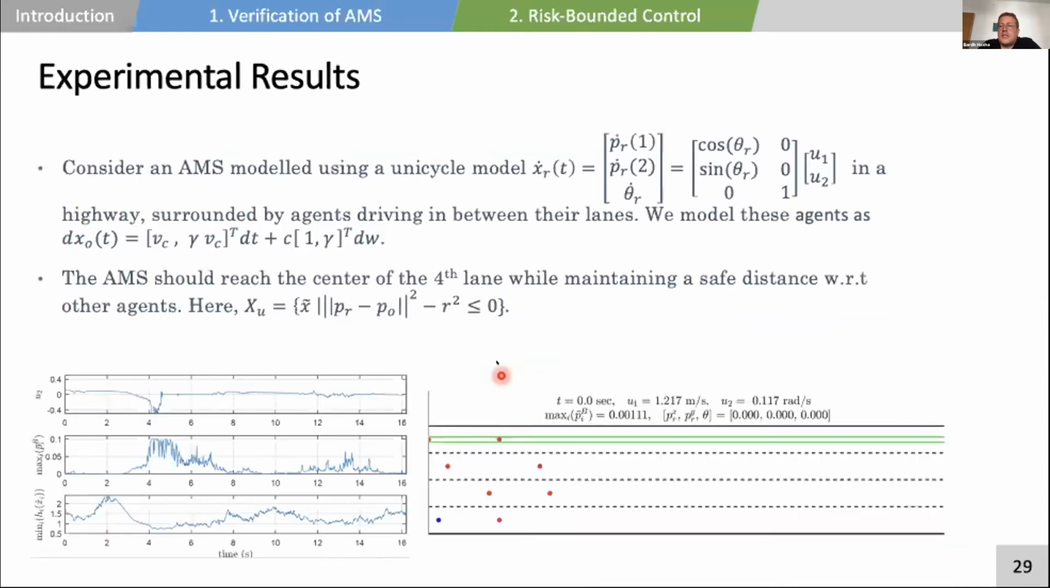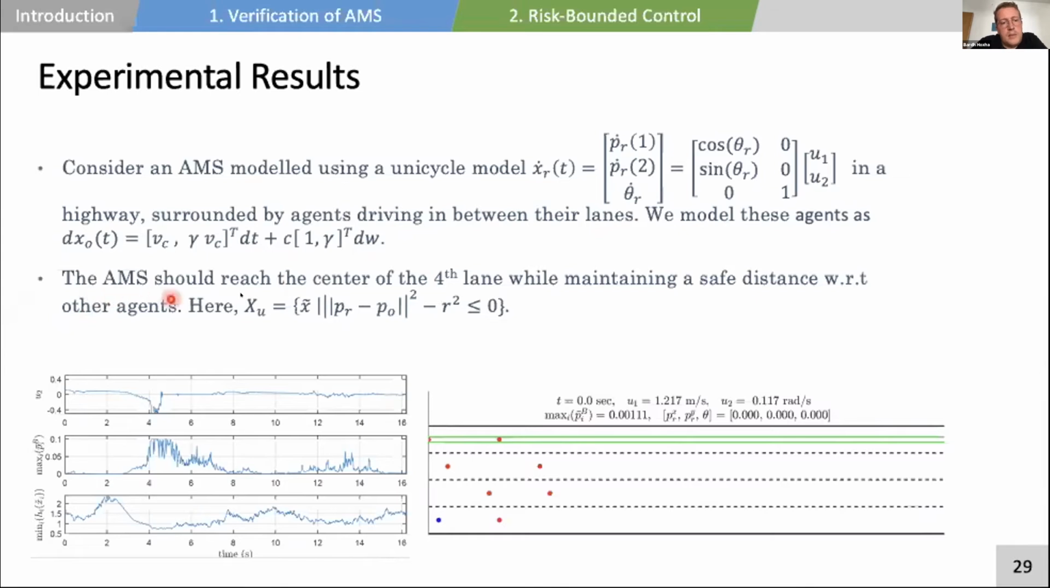And let me share an experimental result. Consider an AMS model using a unicycle model as follows. This is a very simple model of a robot in a highway, surrounded by agents driving between the lanes, and we model these agents with this equation.